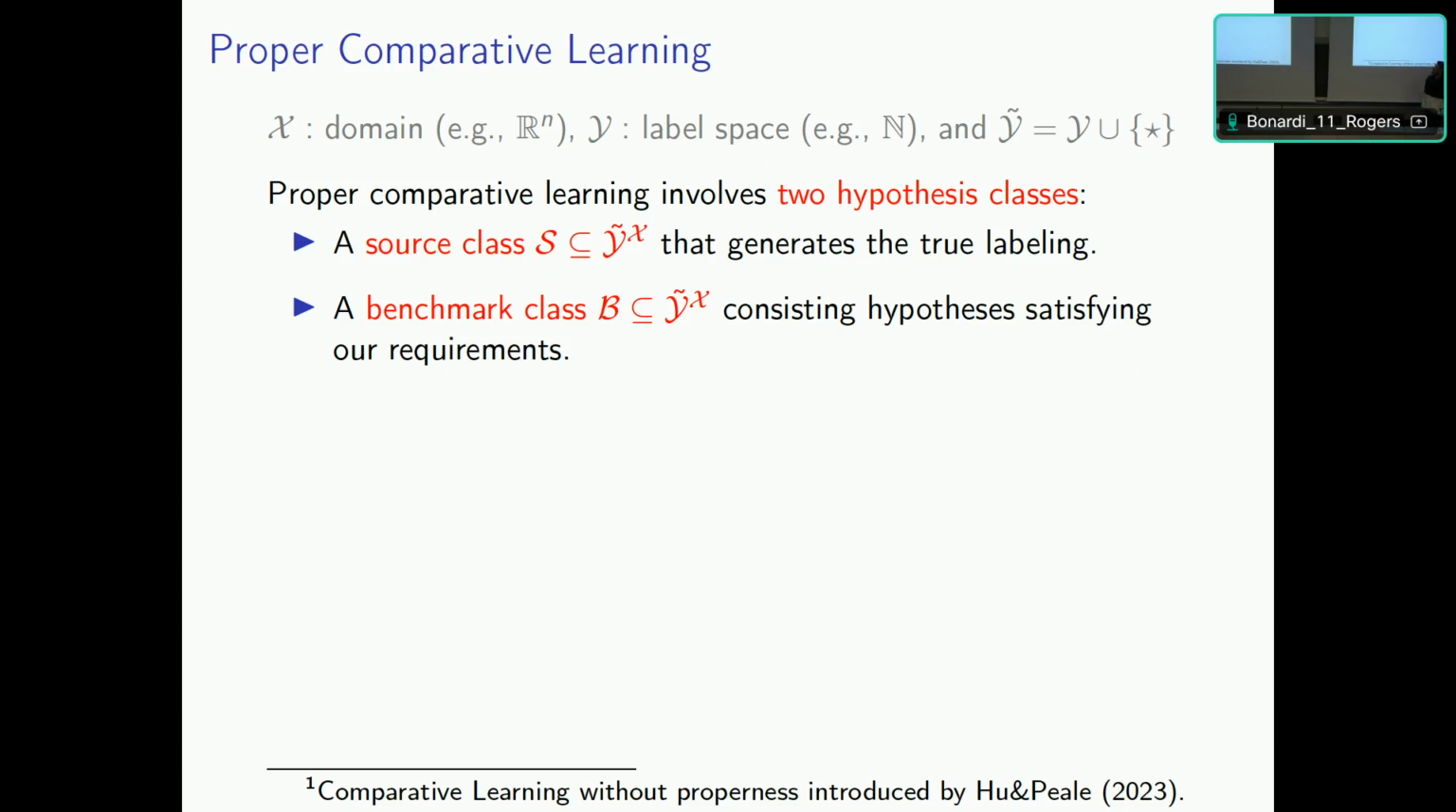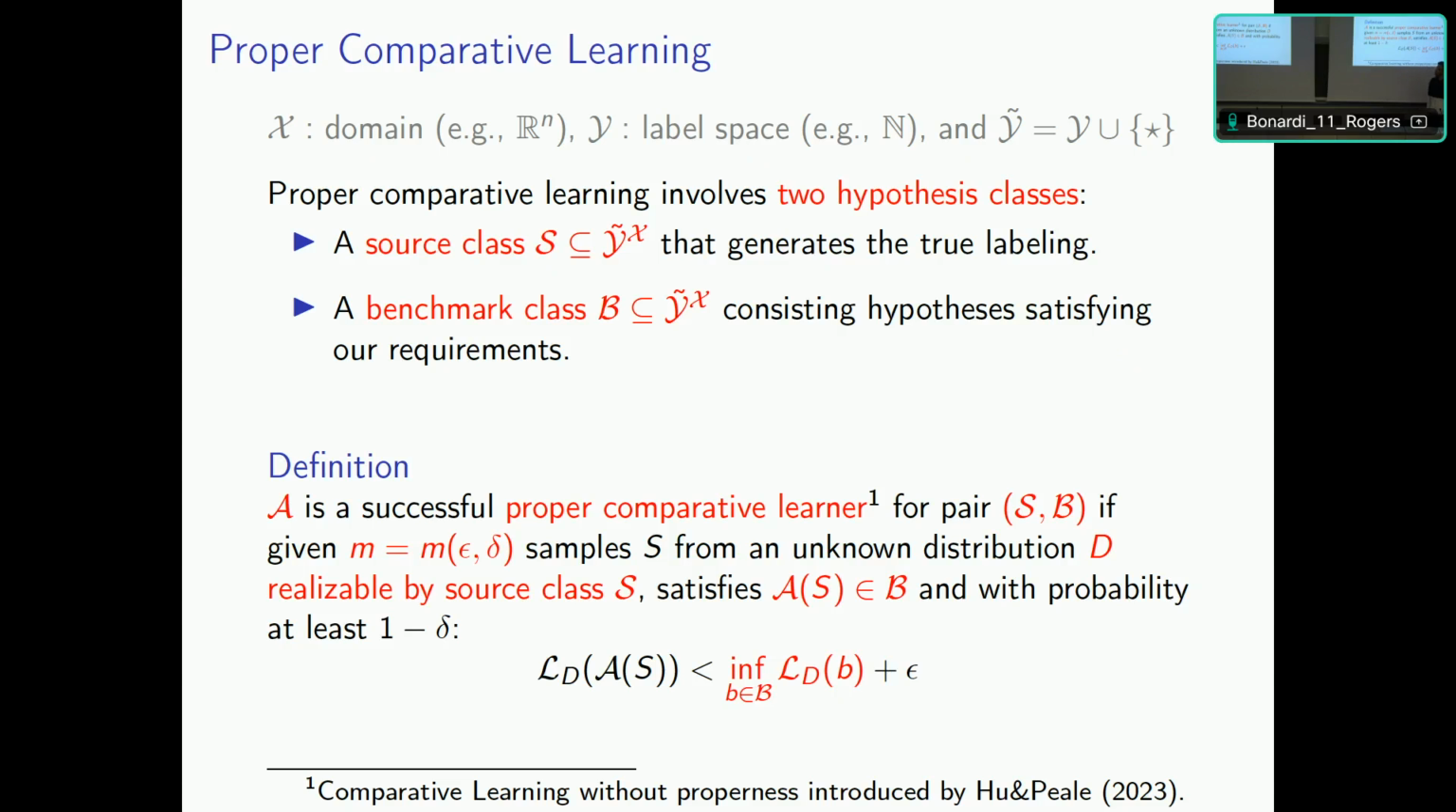So in comparative learning, instead of just having one hypothesis, we have two hypothesis classes. One of them is called the source class, which plays the role of the more complex teacher model, which we assume generates the true labeling of the data. Then we have the benchmark class, which has the nice properties we want it to have, and we compare our learning with.